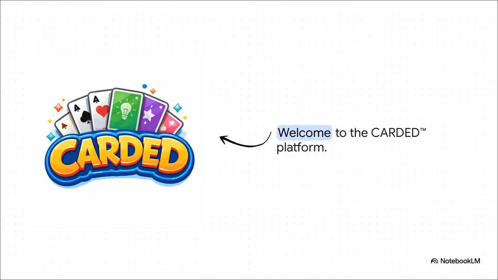Okay, let's dive into this. The platform basically divides its whole user base into three distinct ranks. You've got the kid rank, the teen rank, and the adult rank. You aren't ever just a generic user on Carded. Your entire digital experience is fundamentally shaped by which of these three specific profiles you're assigned to.